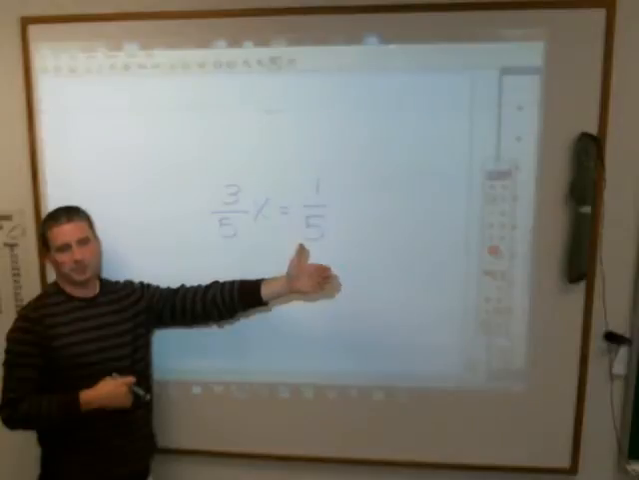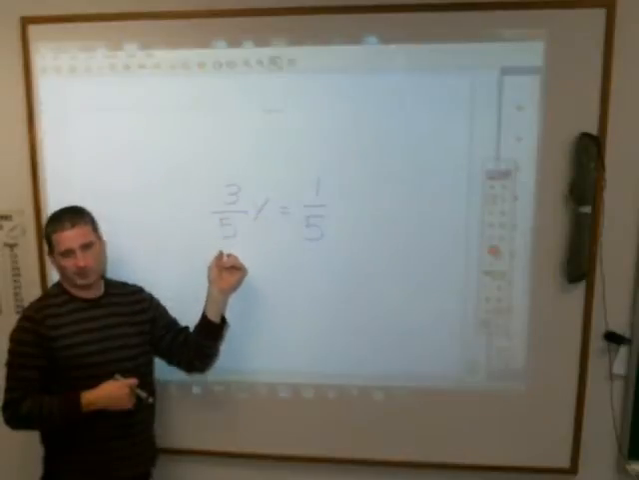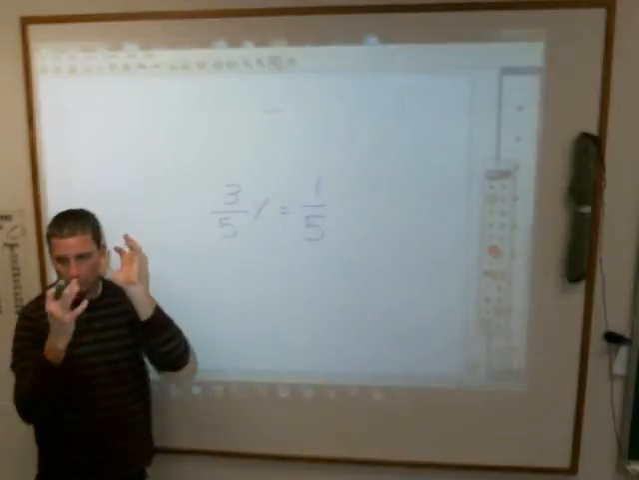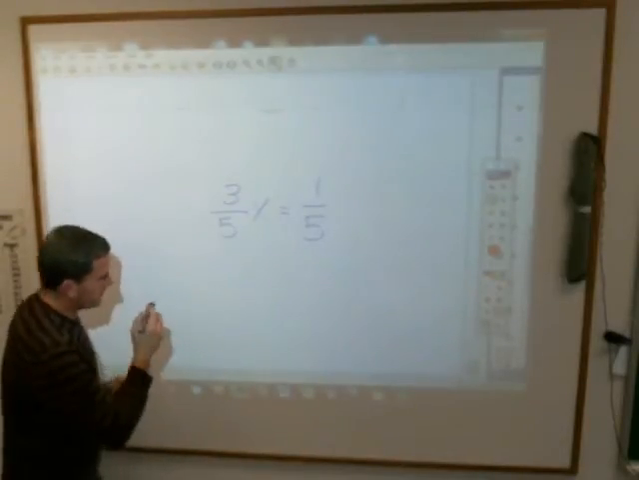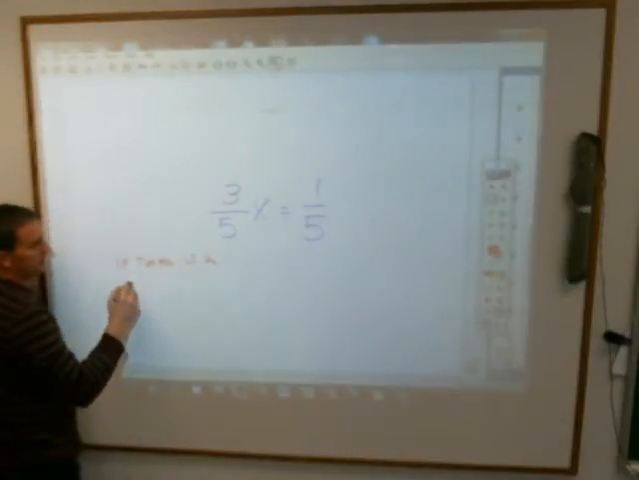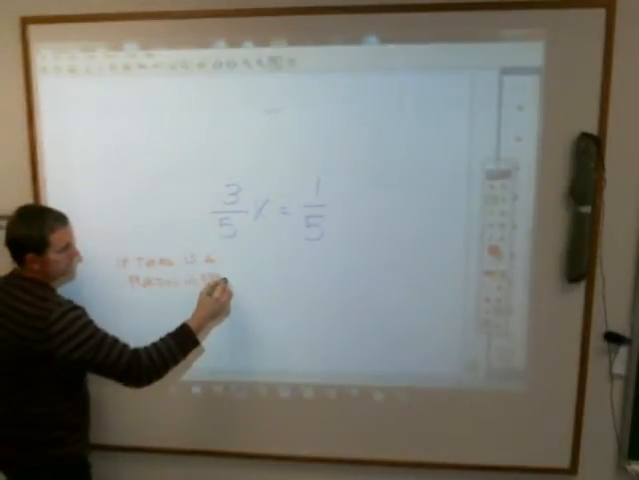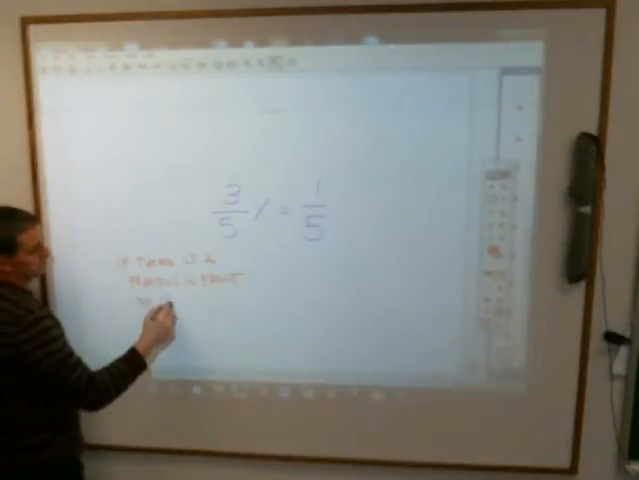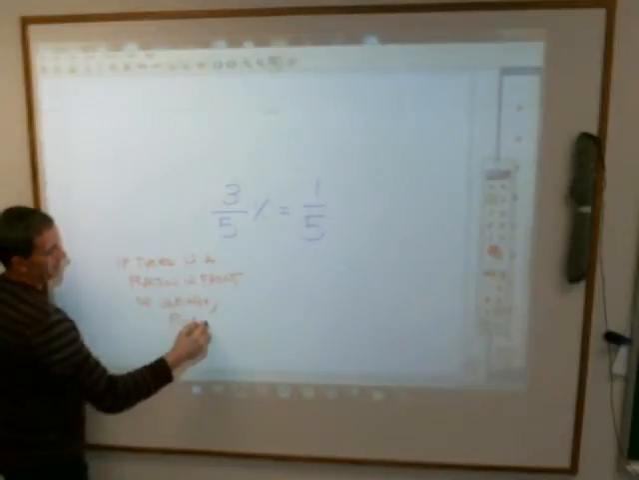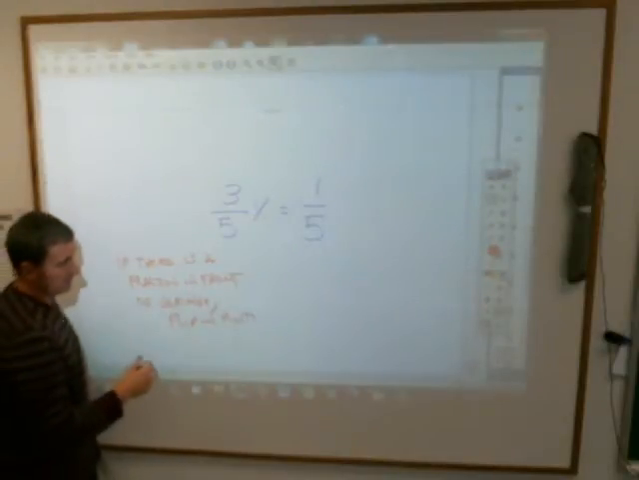So to undo multiplication, you divide. Well, I'm dividing by 3/5, but how do you divide by fractions? You flip and multiply. So rather than going through all those steps in your head, just remember this. If there is a fraction in front of the letter or the variable, you just flip and multiply by that fraction, because that's what division is.